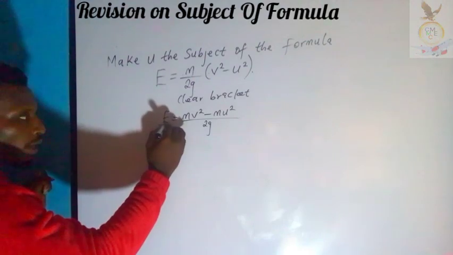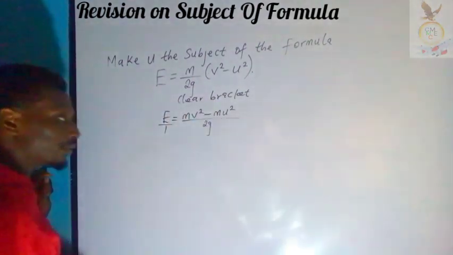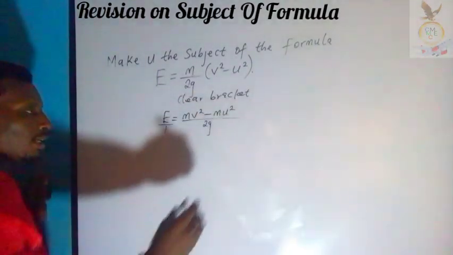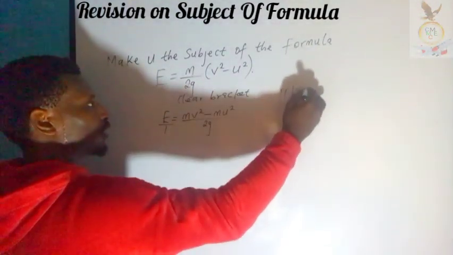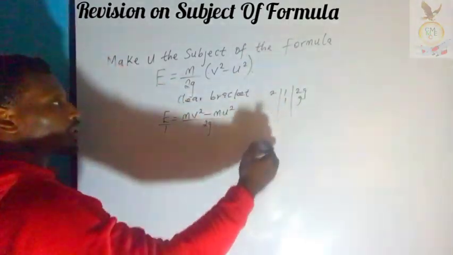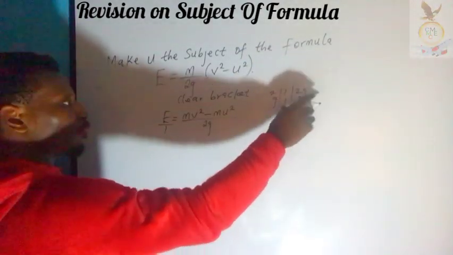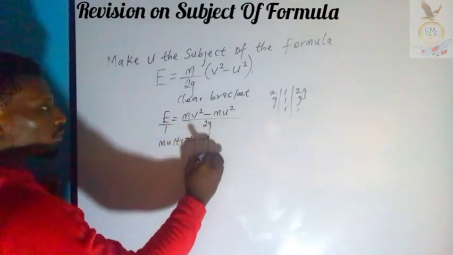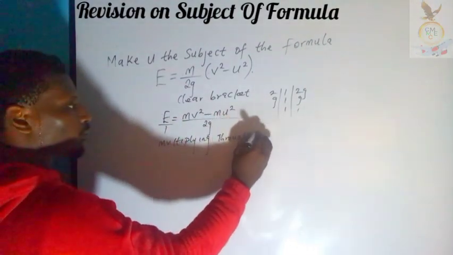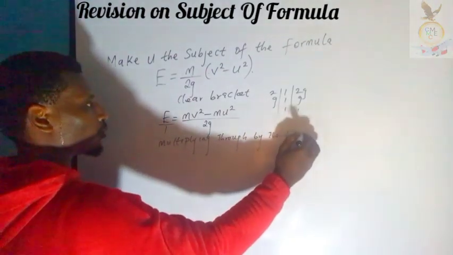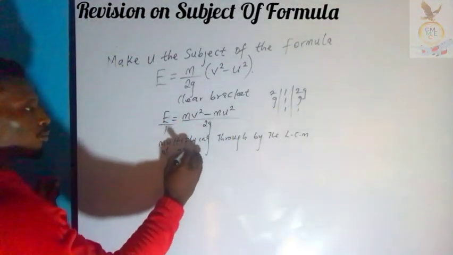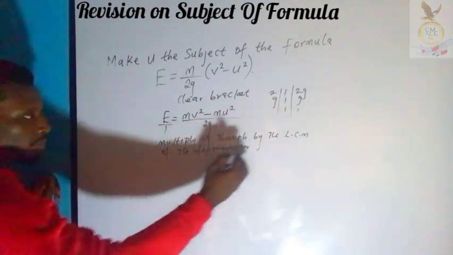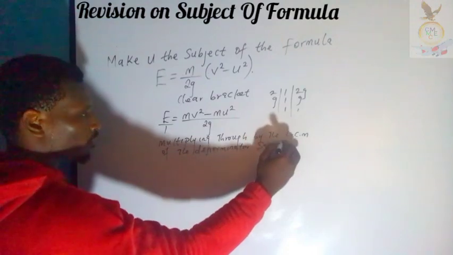So we're going to give E over 1 and find the LCM of 1 and 2g. And after getting the LCM, we're going to multiply through using that answer. So the LCM of 1 and 2g: 2 can go 1g, g can go 1, 1. So the LCM of 1 and 2g is 2g. So multiplying through by the LCM of the denominator, that is 2g.